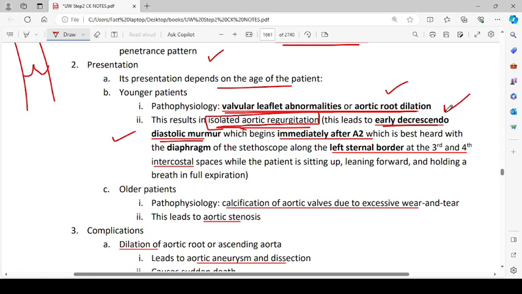We have talked about that when we were doing the first Step 1 session, so you may see it from there. It begins immediately after A2, and is best heard with the diaphragm of the stethoscope along the left sternal border at the third and fourth intercostal spaces. I guess it is the A2 area. It is heard while the patient is sitting up, leaning forward and holding a breath in full expiration, so you have to remember this maneuver as well.